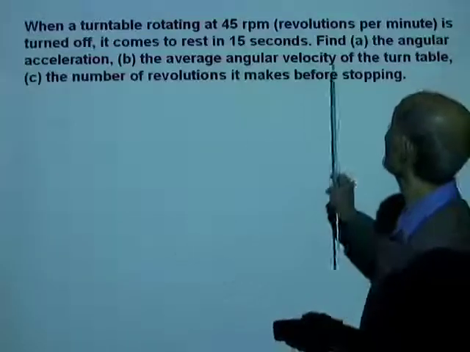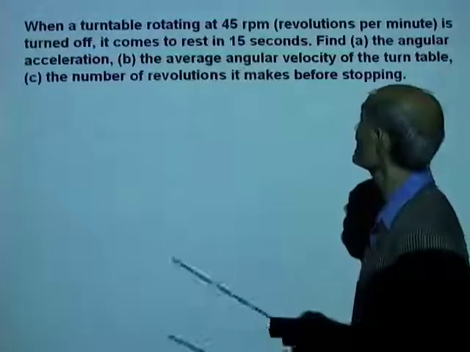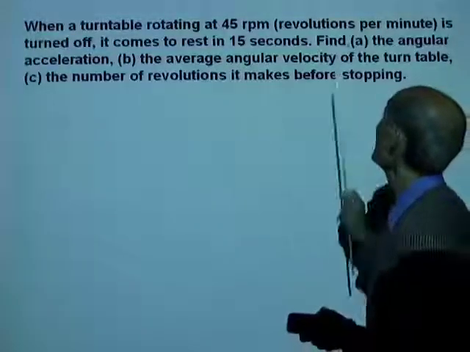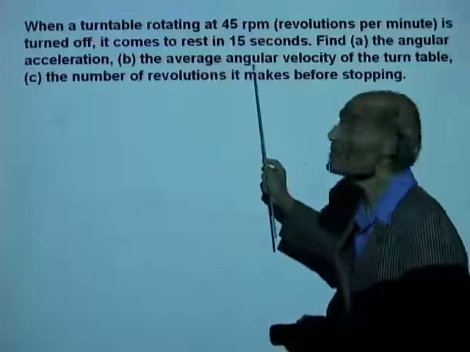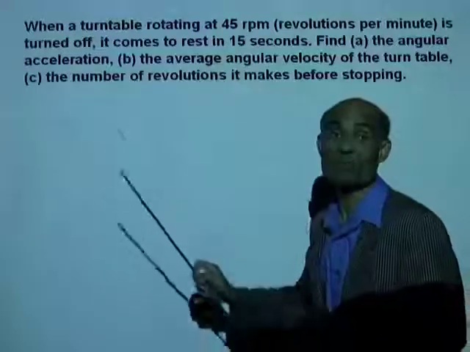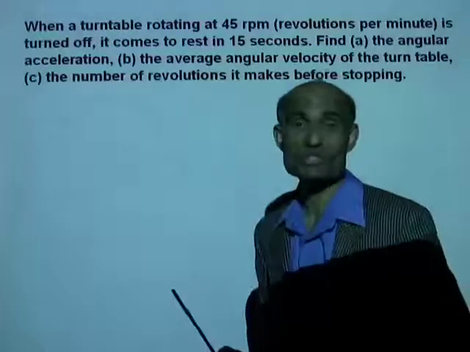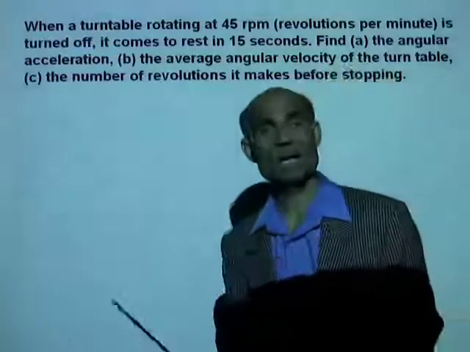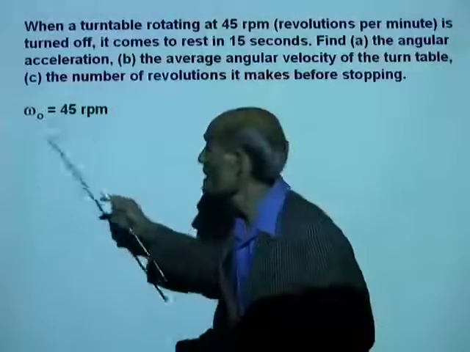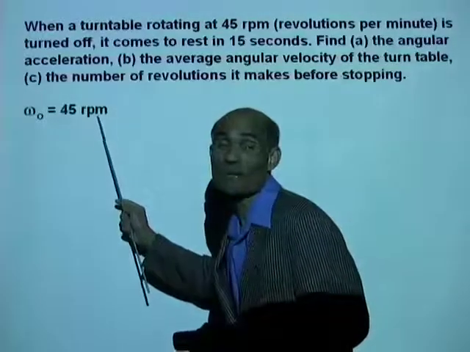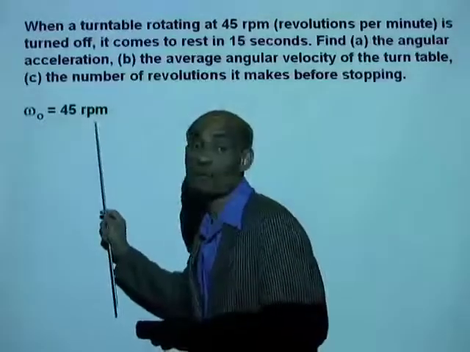45 RPM is turned off, it comes to rest in 15 seconds. Find A, the angular acceleration, the average angular velocity of the turntable, and the number of revolutions it makes before stopping. A similar kind of problem. What do we have? The turntable is rotating at 45 RPM. That is, the initial angular velocity is 45 RPM.